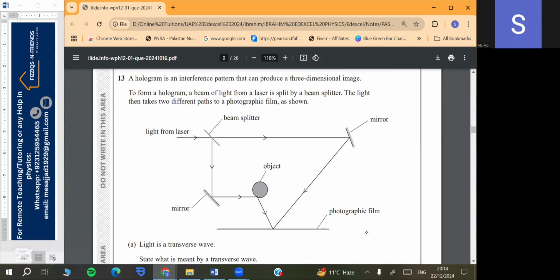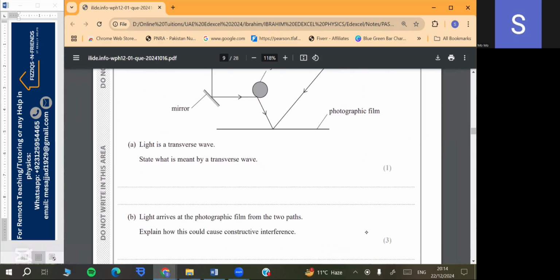Question number 13. A hologram is an interference pattern that can produce a three-dimensional image. To form a hologram, a beam of light from the laser is split by a beam splitter. The light then takes two different paths to photographic film as shown. Light is a transverse wave. Explain what is meant by transverse wave.